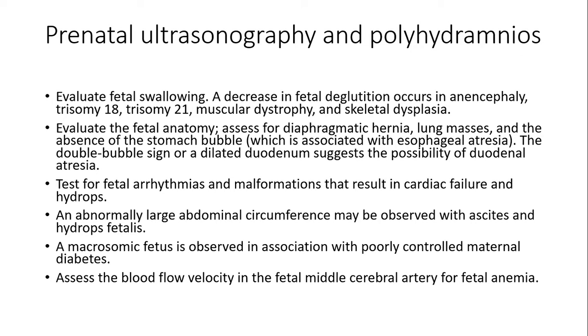An abnormally large abdominal circumference may be observed with ascites, collection of fluid inside the fetal belly, and hydrops fetalis. Large babies, large fetuses can be observed and associated with poorly controlled maternal diabetes. Assess the blood flow velocity in the fetal middle cerebral artery to predict or consider fetal anemia.